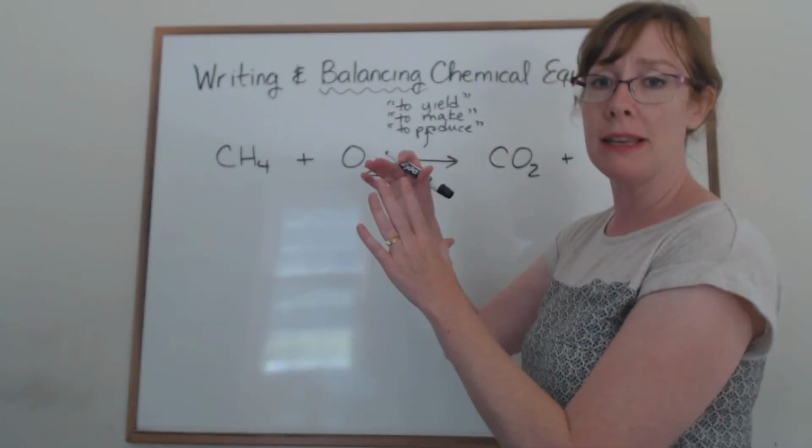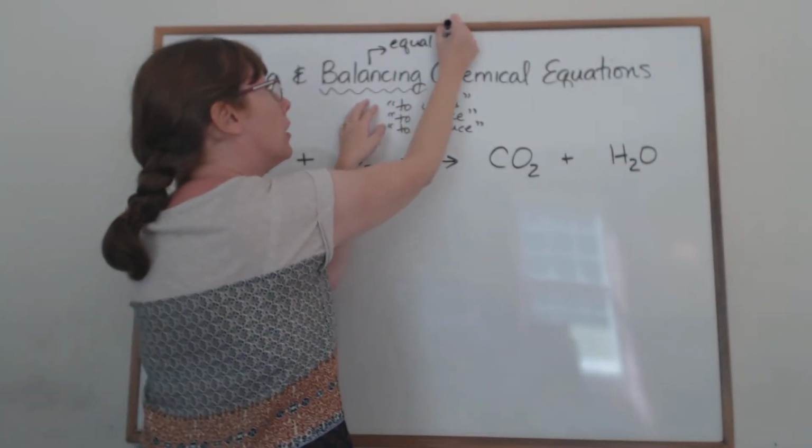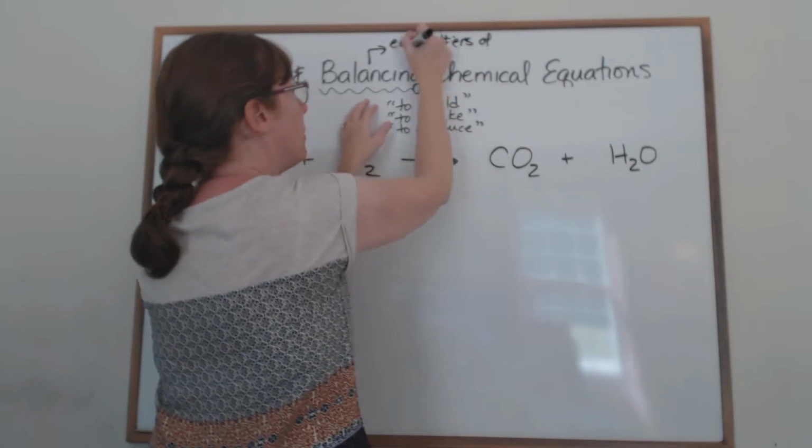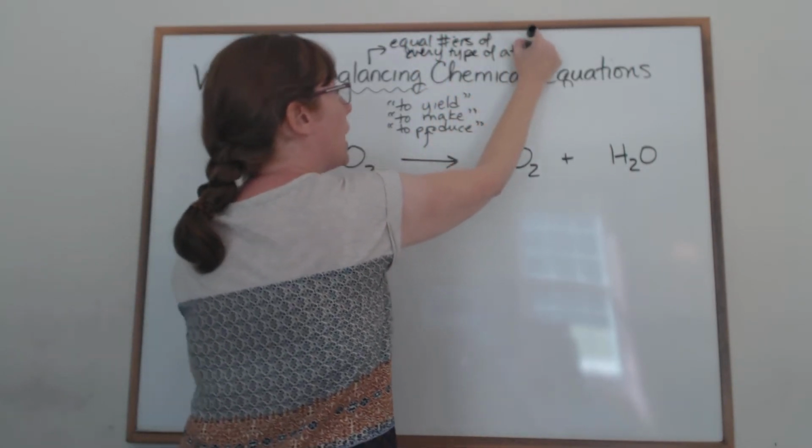And all that balancing means is that you have equal numbers of every type of atom on both sides.